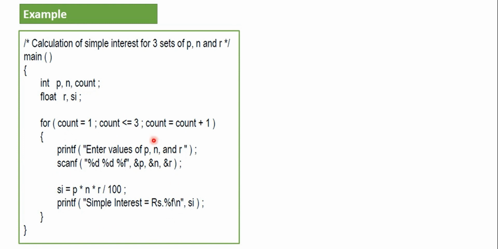In the body of the loop we have printed the message to enter the values of P, N and R from the user side, and we have just read those values and stored them in the required variables.